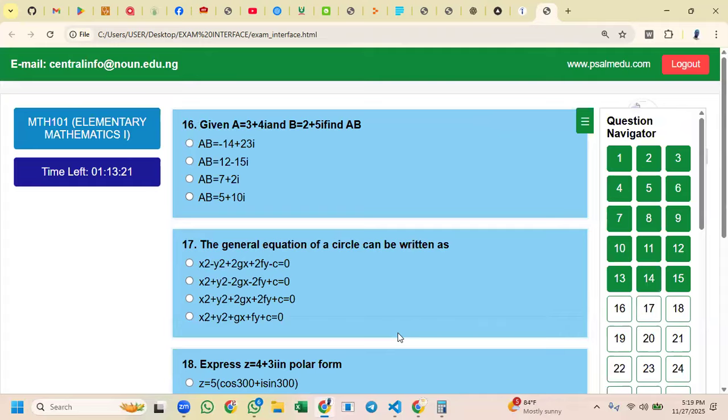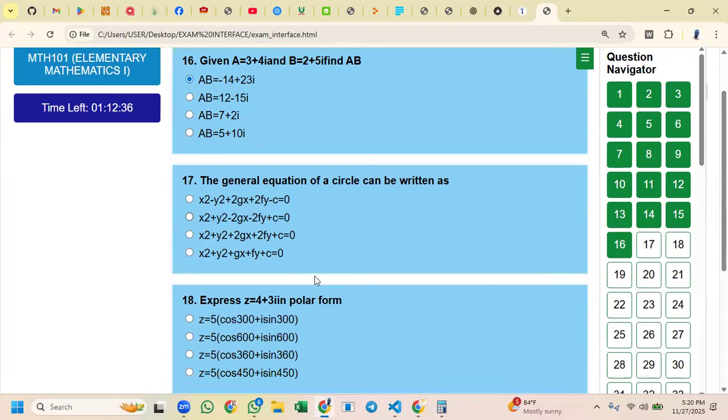So given A is equal to 3 plus 4i and B is equal to 2 plus 5i, find A times B. AB means A times B. They both have imaginary numbers, that is i. So what will be our answer? Don't forget that when you are multiplying expressions like this that have imaginary numbers, you handle the imaginary numbers separately and the whole numbers separately. In any case, the answer is A.